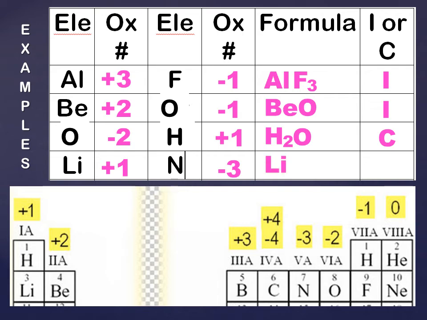Lithium. Lithium is right here, group 1, so +1. Nitrogen, right here, group 15, -3. Positive ion comes first. How many? Is this many right here? 3. Nitrogen comes second, and then how many? 1. So I don't have to write it.